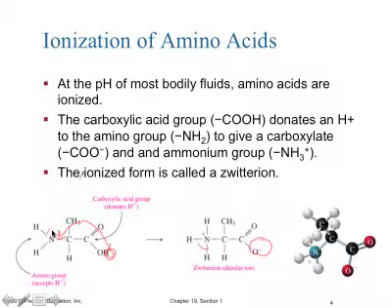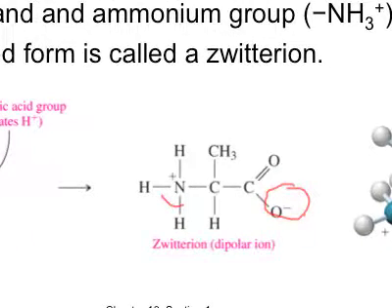So you've got a lone pair on that nitrogen, and it's donating both of those electrons to that empty orbital in the H plus. So, a big digression on bonding there, not so important, but this ionized form of the amino acid is called a zwitterion.